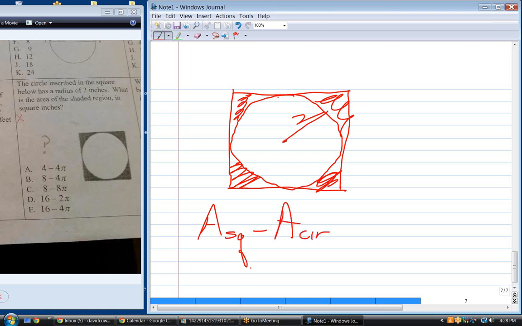Okay, what's the area of the square? 4. What's the side length of a square? Oh, the side length 4, so 16. What's the area of the circle? It's 2 squared, so it'd be 4 pi.